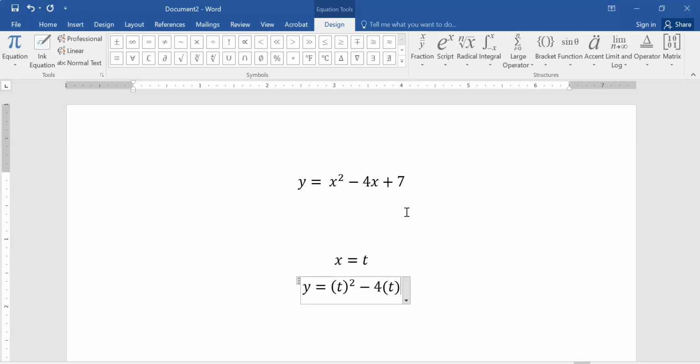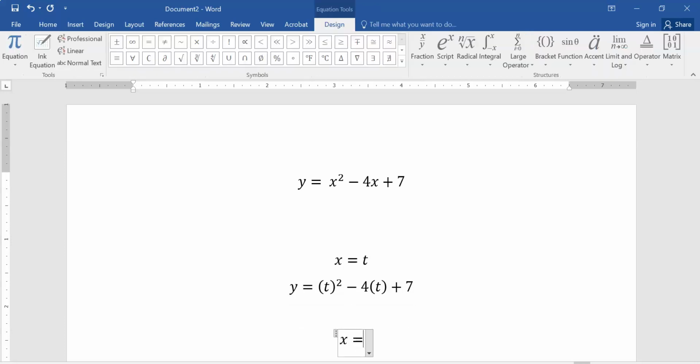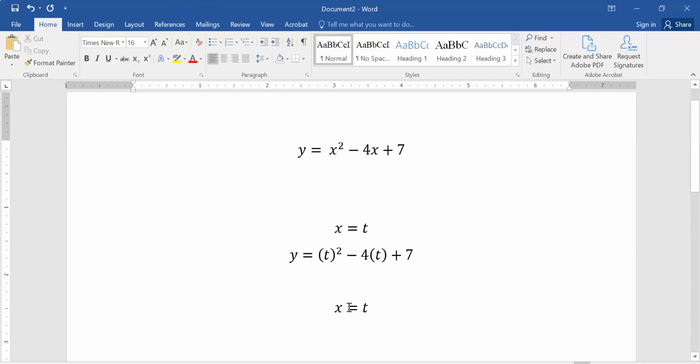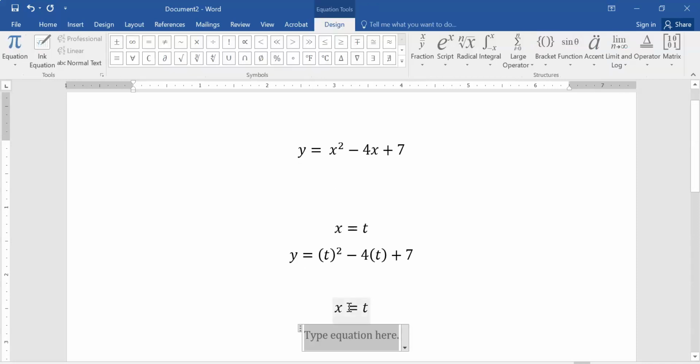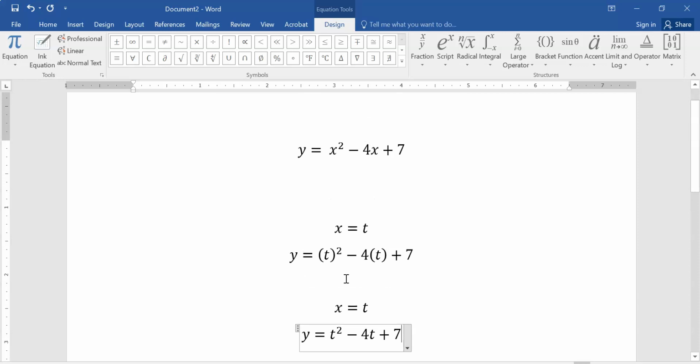Now I put things in parentheses. Obviously, when you do that in a regular case, you don't have to. But you get a pair of parametric equations, x equals t, and y equals t squared minus 4t plus 7. Okay? So that set of parametric equations would graph and give you the exact same graph as this.